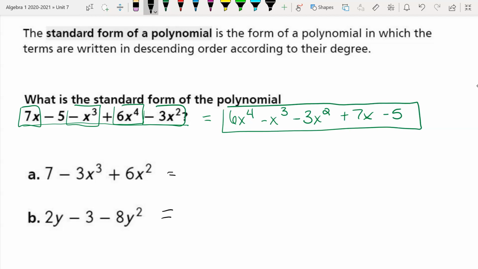So go ahead and pause the video and try A and B. You're going to write those in standard form. Remember, start with your highest exponent and work your way down.